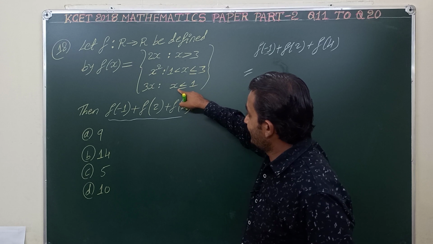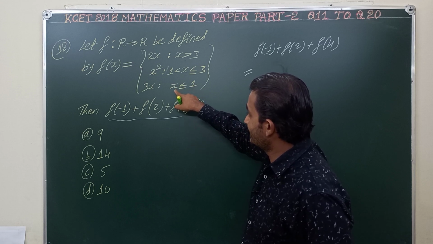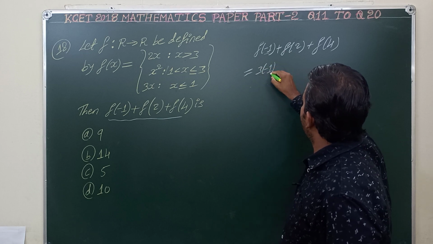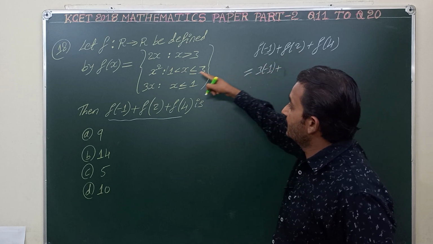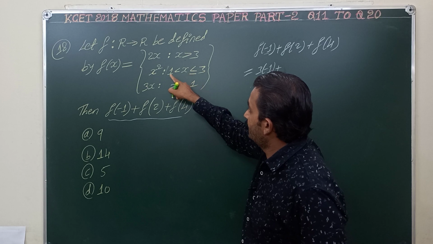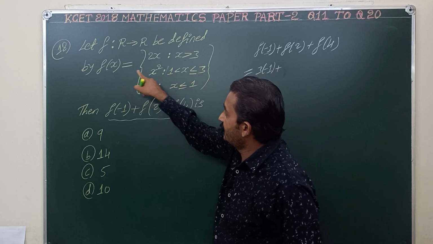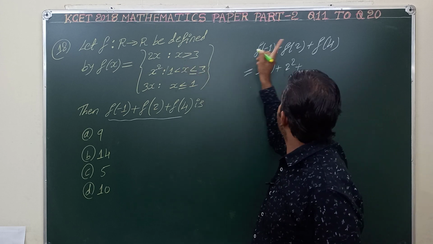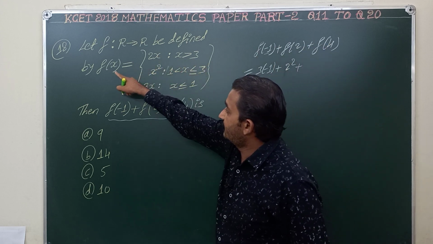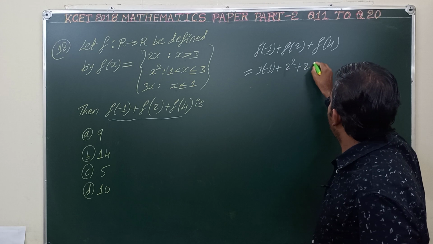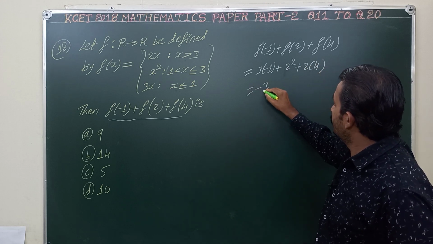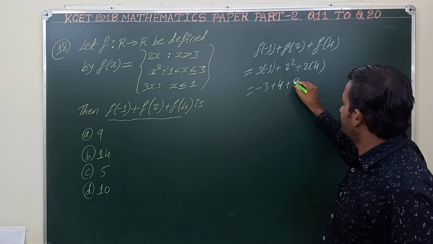So in this case, x value is less than 1, minus 1 is there, we can use the function f of x is equal to 3x, so 3 into minus 1, plus f of 2. The x value is 2, so 2 lies between 1 and 3, so we can use the function f of x is equal to x square, 2 square, plus f of 4. x is 4, which is greater than 3, so we can use the function f of x is equal to 2x, 2 into 4.